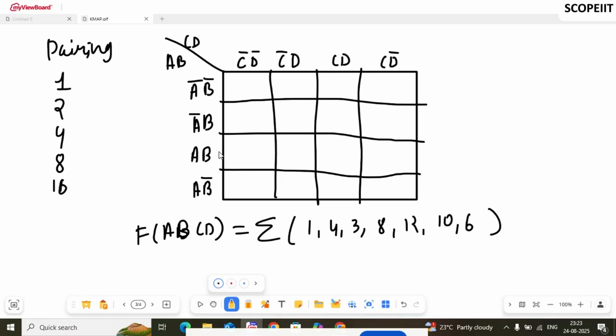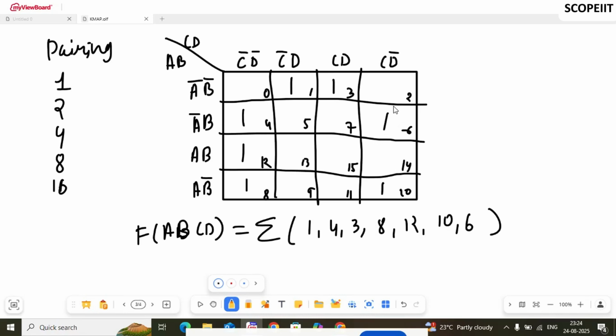Now how to make a pairing of this? Before that, we need the numbers here, and the numbers should always be written small. Don't write them big. So 0, 1, 2, then 3 here, 4, 5, 6, and then 7 here, 8, 9, 10, then 11 here, 12, 13, 14, and then 15 will be here. Now see where we have 1, place 1 here, then 4, where is 4, place 1 here, then 3, place 1 here, then 8, place 1 here, then 12, place 1 here, then 10, place 1 here, and then 6, place 1 here.